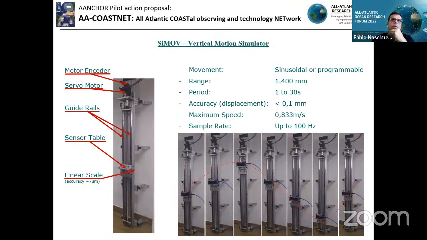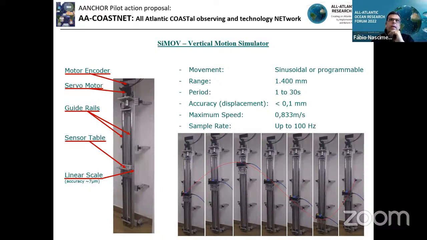This vertical motion simulator has a servo motor with a ball screw that we can control the velocity with huge accuracy, and a sensor table that moves vertically by guide rails. On the side of this equipment, we have a linear scale that measures the displacement, with a resolution of 7 micrometers. The equipment can reproduce sinusoidal or other programmable movements in a range up to 1.4 meters.